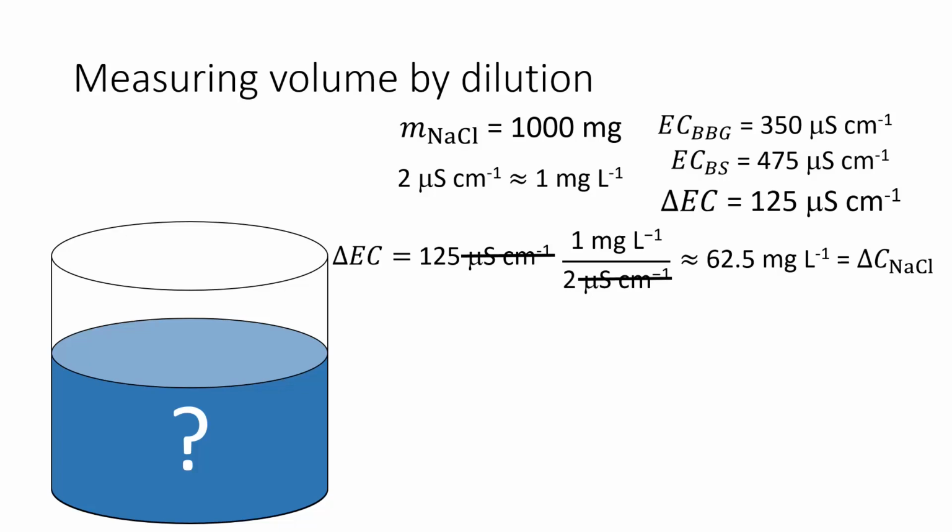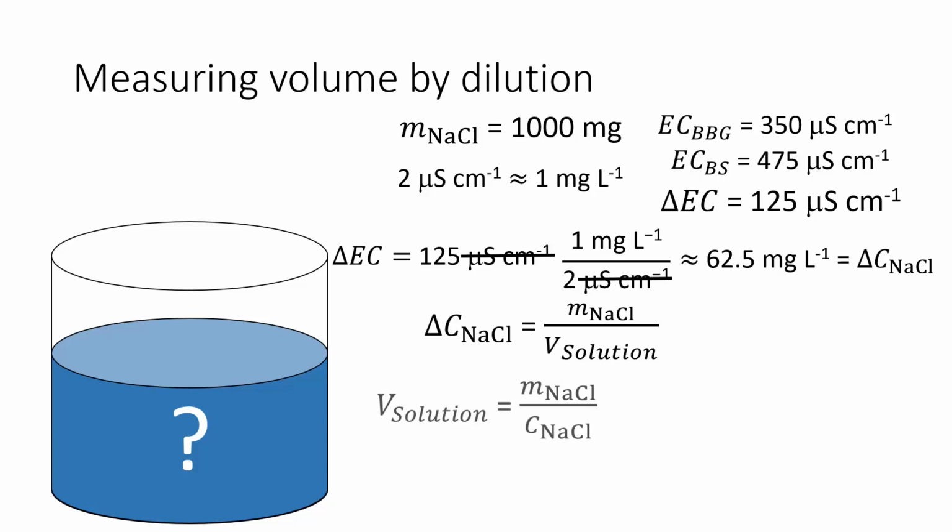So we know from 125 microsiemens per centimeter change in EC that we have a 62.5 milligram per liter change in concentration, and we can use the unit factor approach to help us make sense of that math. So now we have everything that we need to know in this equation except for the volume. We know what the change in concentration was, the change in C in NaCl. We know what the mass was that we added, so we can just rearrange this equation for concentration to give us the volume of the solution.